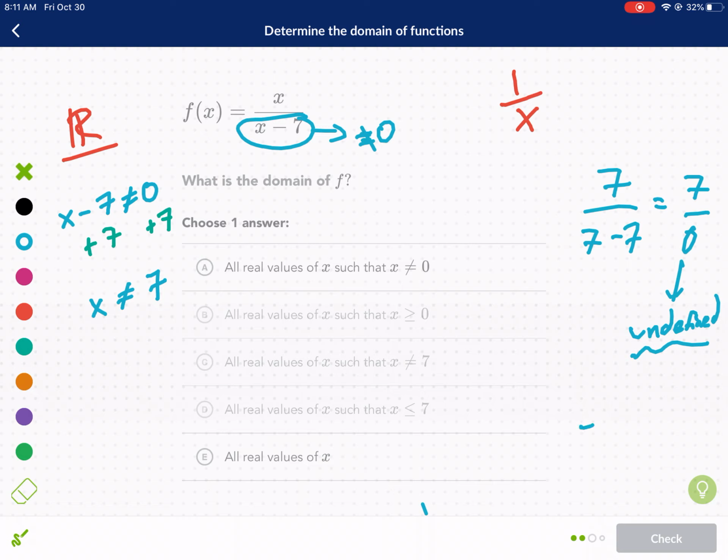Well, now what about negative 8? Does negative 8 work? Negative 8 does work, because we get negative 8 over negative 15. That's a real number. Okay, what about positive 8? Positive 8, you'd get 8 over 1. That's a real number. That works. So it's just one value that doesn't work.